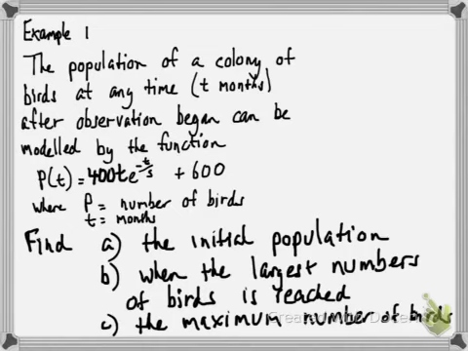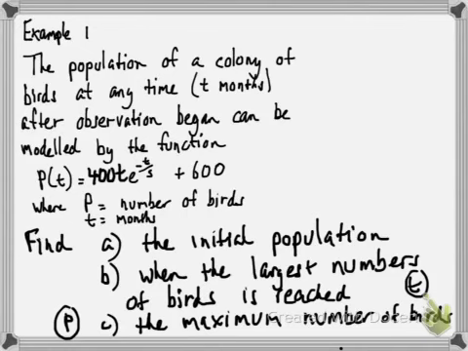Here's an example. The population of a colony of birds at any time, t months after observations began, can be modelled by the function p of t equals 400t e to the power of neg t on 5 plus 600, where p is the number of birds and t is in months. We have to find the initial population, when the largest number of birds is reached, so that's the value for t, and then the maximum number of birds, which will be a value for p. So B is very much involved with finding t, C is very much involved with finding p.